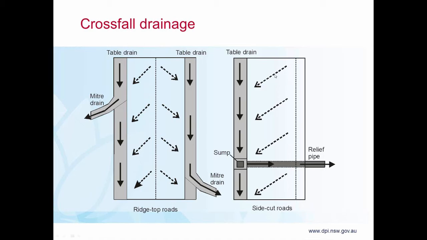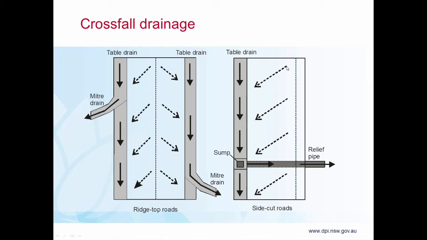On the right-hand side, on a side cut road, as I mentioned, generally the road will slope towards the cut batter, which is on the left-hand side in this diagram, to the table drain. We call that crossfall drainage, and in this case it's infall. You can have a situation where water flows to the outside of the road, called outfall drainage, and I'll show a photograph of that in a minute.